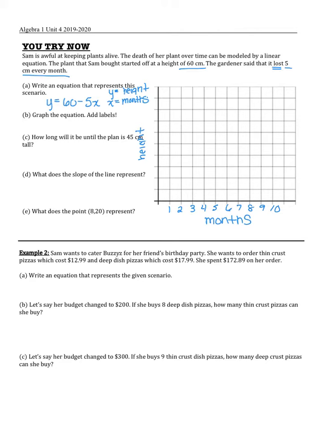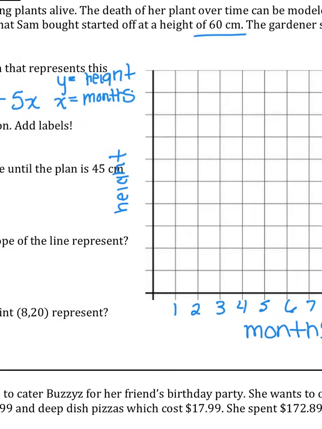So I have to keep in mind that my graph needs to fit 60, right? Because that's my y-intercept. And then it's losing 5 centimeters every month. So maybe I want to go down by 5s. And so, let's see, let me zoom up on this. Let's see if even that will fit. So if I make the very top number 60, could it fit? So this would be, I don't think this is going to fit, because this would be 50, 40, 30, 20, yeah, and 10. That doesn't make sense.